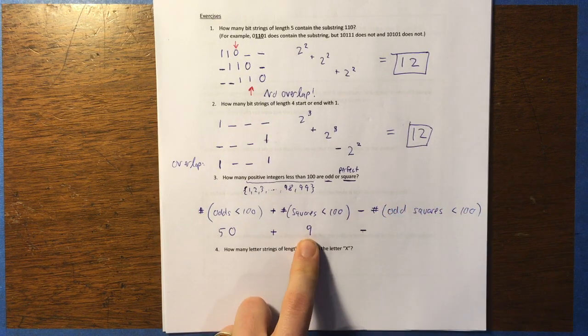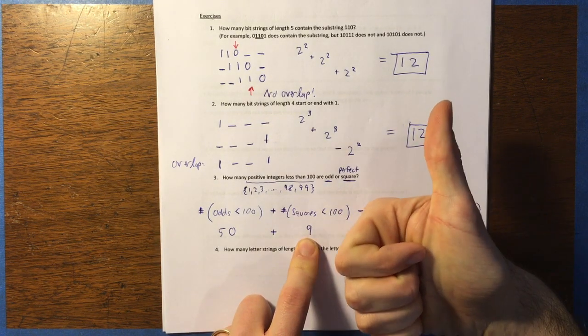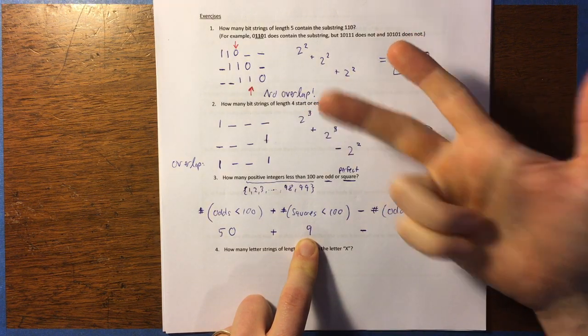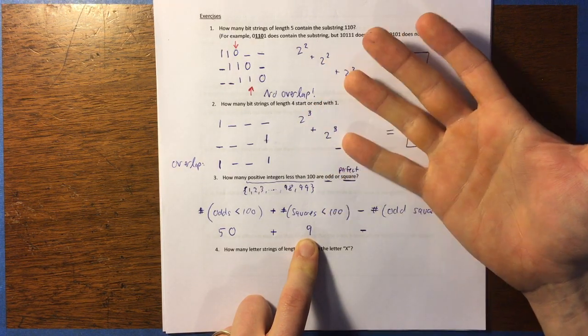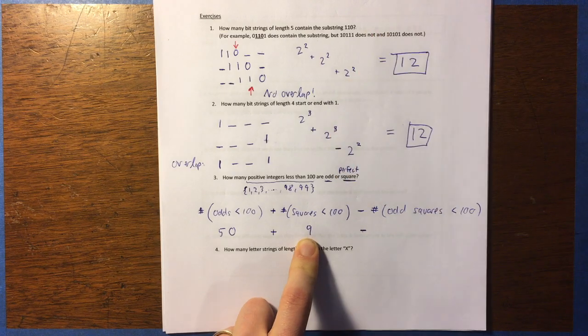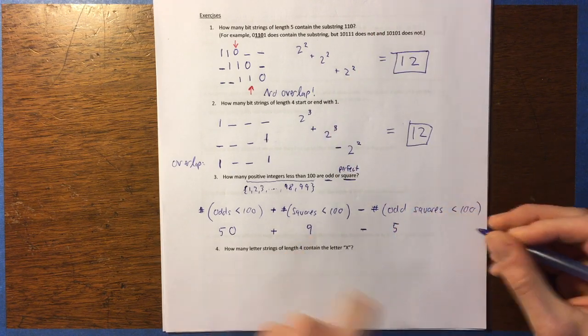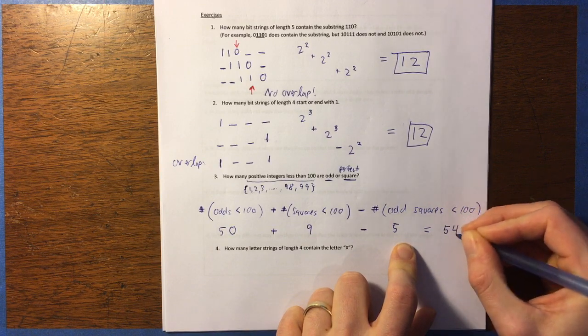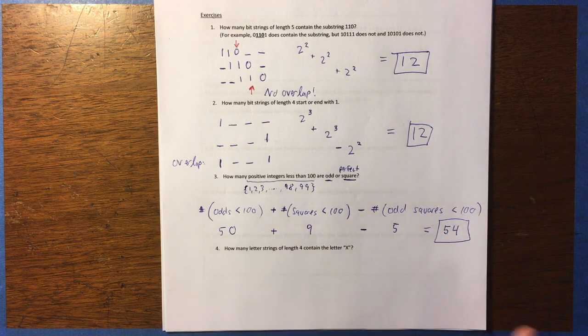Well, of these 9, how many of them are odd? You've got 1 squared, 3 squared, 5 squared, 7 squared, and 9 squared. Those are all the odd squares, so there's 5 of those. So I subtract 5. And so my answer here, 50 plus 9 minus 5 is 54. So there are 54 positive integers less than 100 that are either odd or a perfect square.